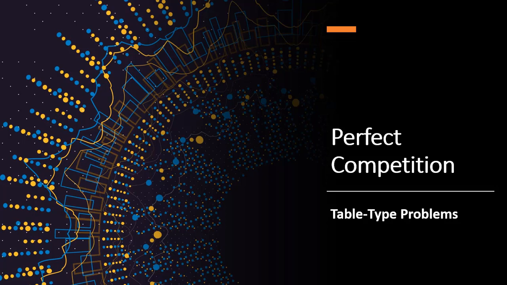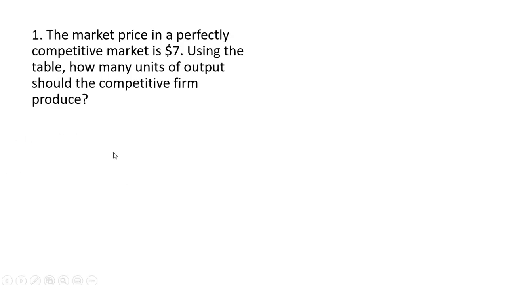Let's do some table type problems for perfect competition. Problem 1. The market price in a perfectly competitive market is $7. Using the table, how many units of output should the competitive firm produce?